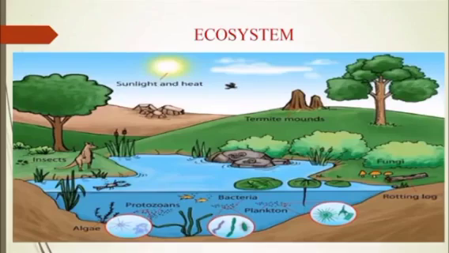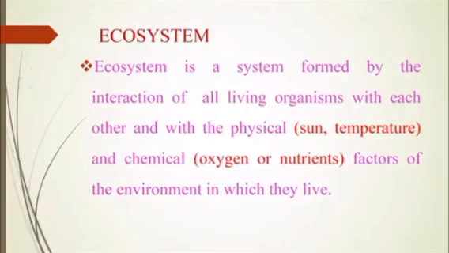Next, we are going to learn about ecosystem. Ecosystem is a system formed by the interaction of all living organisms with each other and with the physical and chemical factors of the environment in which they live. So here physical means sun or temperature, chemical means oxygen or nutrients.